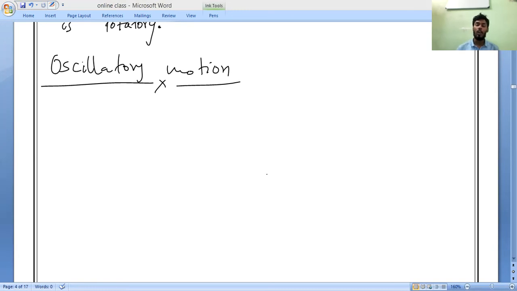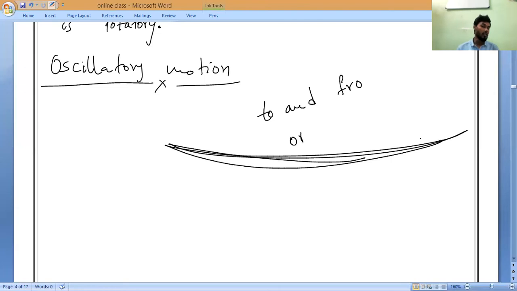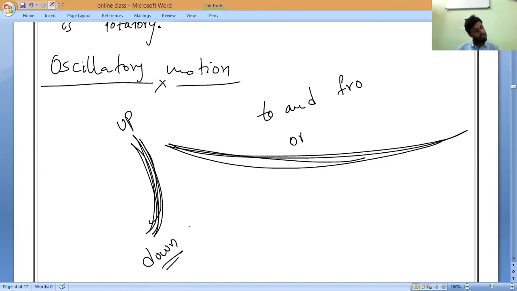To and fro, as I told you. To and fro means going forward, coming backward. Or else, going up, down, going up, down, then also it is called oscillatory motion only. For example, I kept one iron scale and I oscillated it like this, like that. It will keep on moving up and down, up and down. That is also called oscillatory motion.